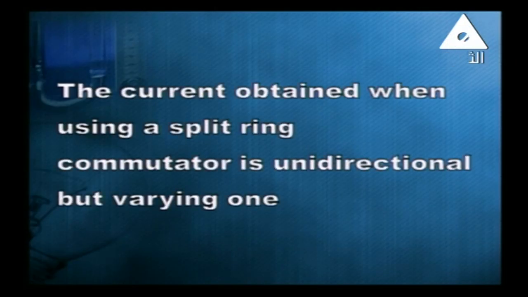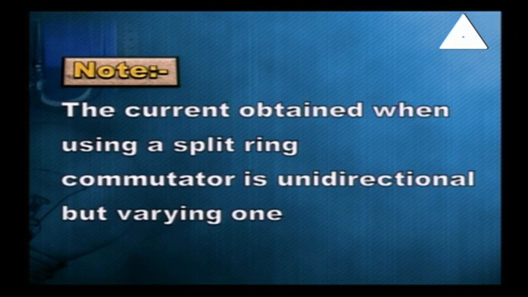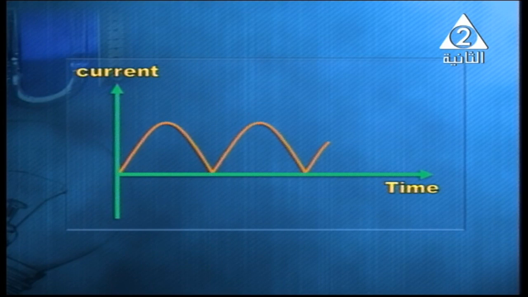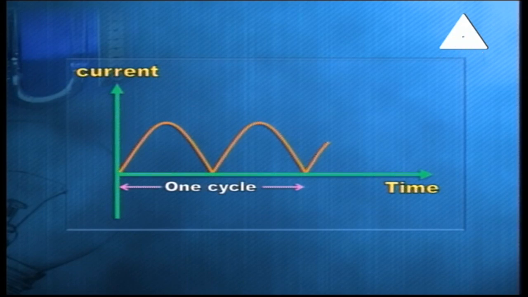The current obtained when using a split ring commutator is unidirectional. Yes, of course, it has just one direction, but it is still varying. This is very important: the current obtained when using a split ring commutator is unidirectional but varying. It is shown in front of you. It is unidirectional but pulsating current. Each quarter of a cycle it changes from 0 to maximum, or it changes between maximum and 0.